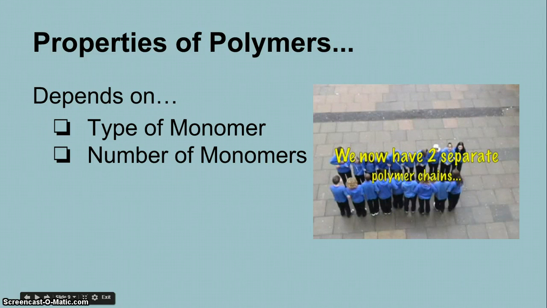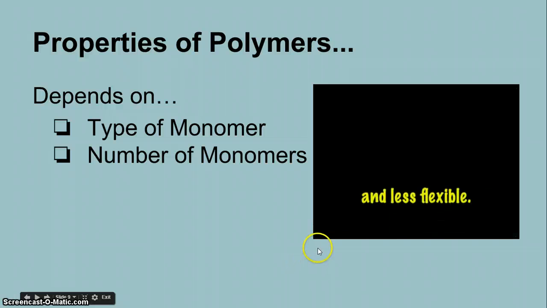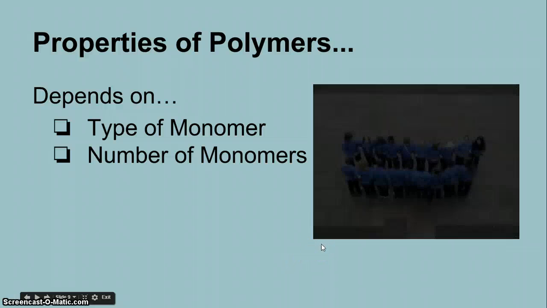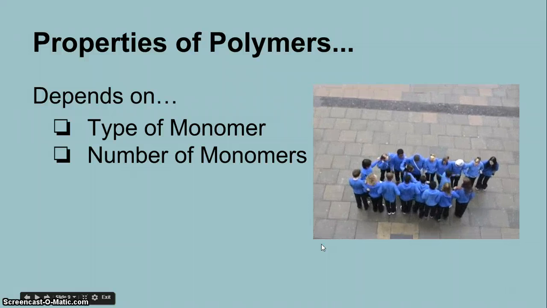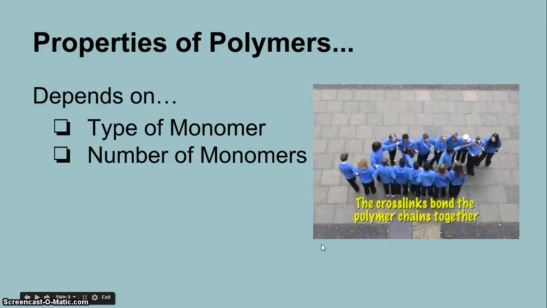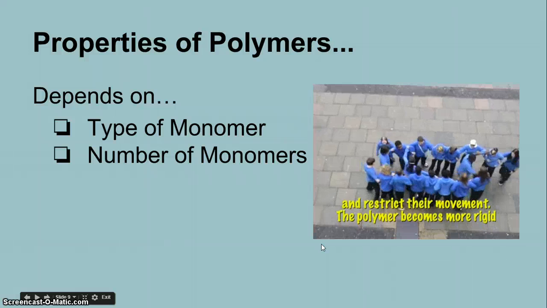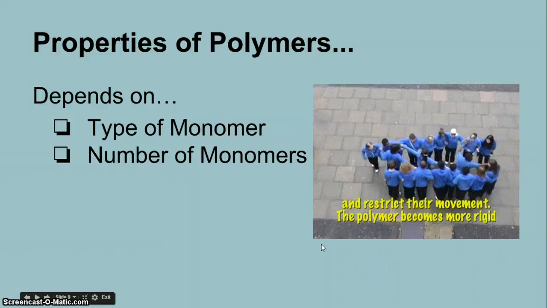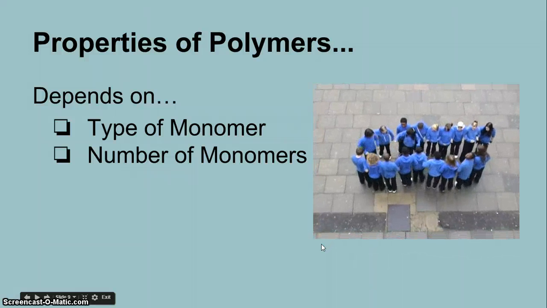Now we have two separate polymer chains. Cross-linking a polymer makes it stronger but less flexible, so they're going to demonstrate cross-linking. You have two long chains connecting by a short chain. The polymer now becomes more rigid, or strong, and less flexible.